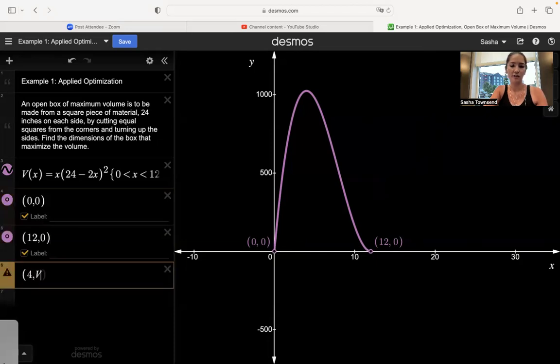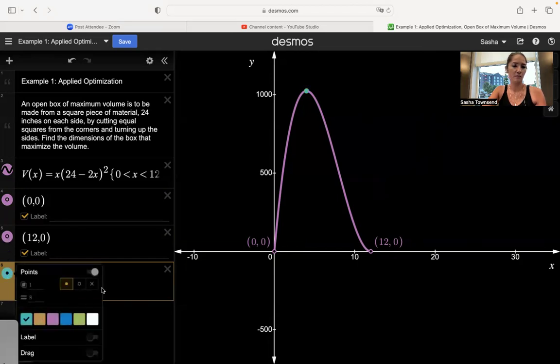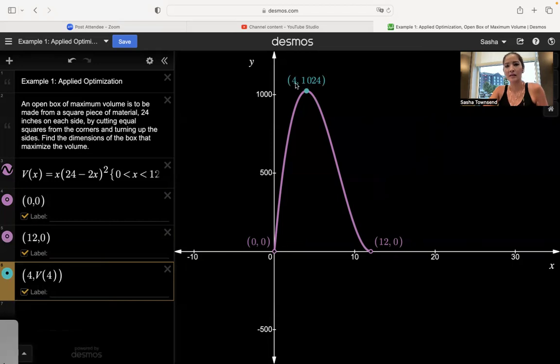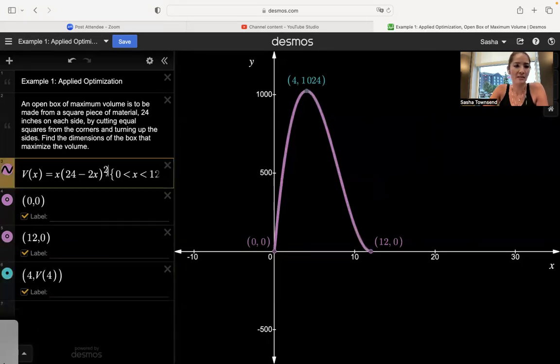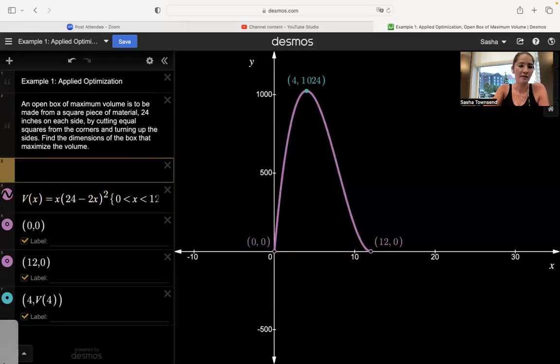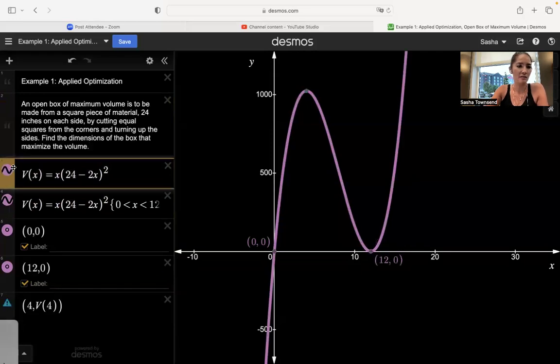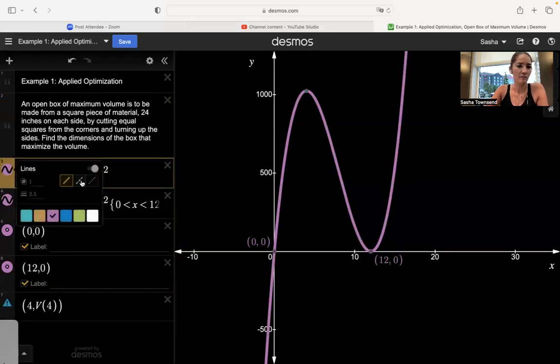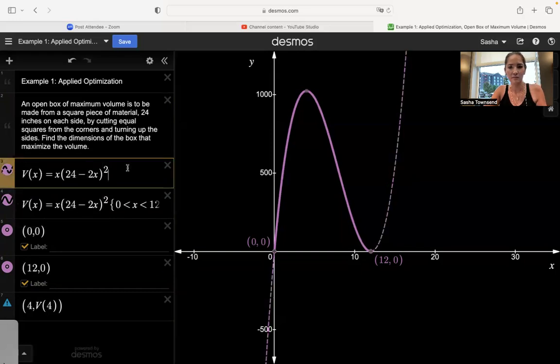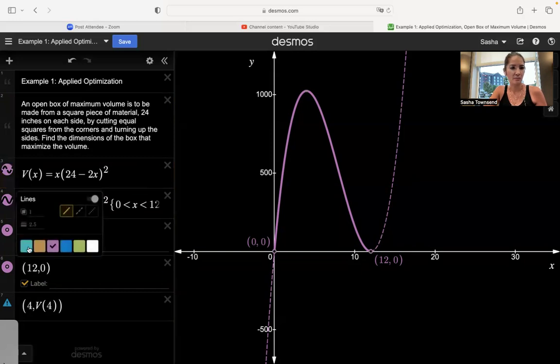We evaluate that function at 4. We see that when x equals 4 inches, the volume is 1,024 inches cubed. So that is giving us the value that we would expect. But again, we're only interested in this part of the graph. The entire graph looks like this, the graph of the function. But the part we're interested in is just this middle part here.